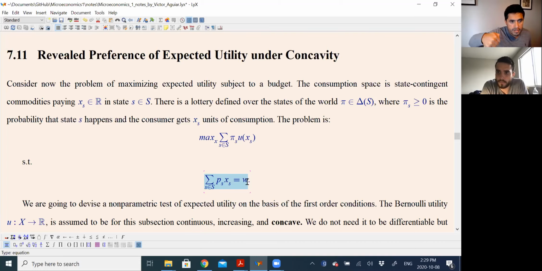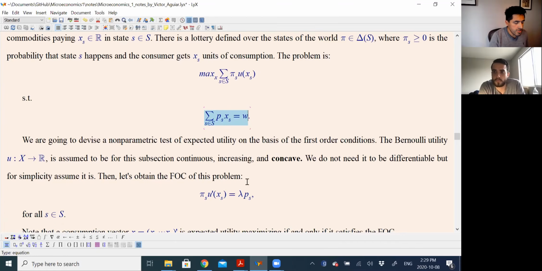But if you don't suffer this, you pay a premium, right? You pay the usual money you pay to the insurance. And then, these prices are conditional on the state. This is PS. And you multiply it by the money you obtain on each state, and this is equal to the total income. So this is the problem.